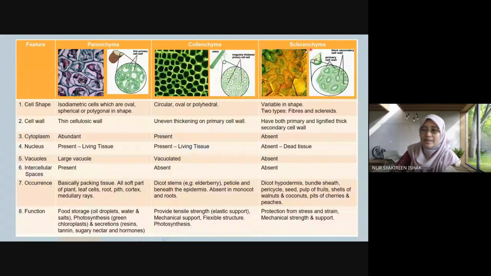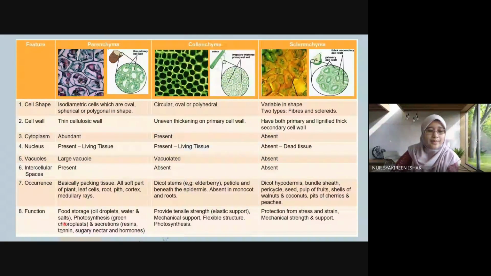It is made up of sclerenchyma. Okay, shells of walnut, coconut, pits of cherries and peaches, the hard parts of the plant, the parts that look dead, those are made up of sclerenchyma. So shell of coconut, sclerenchyma.